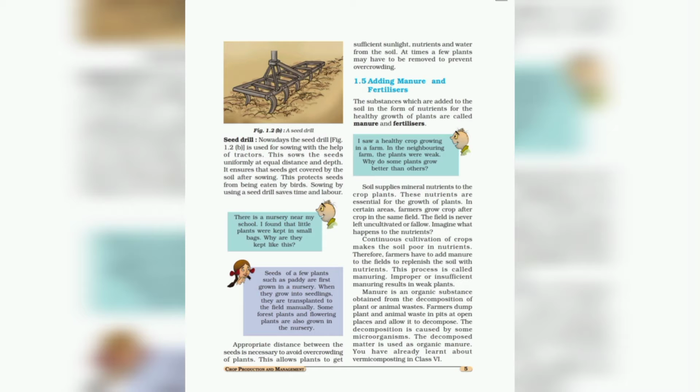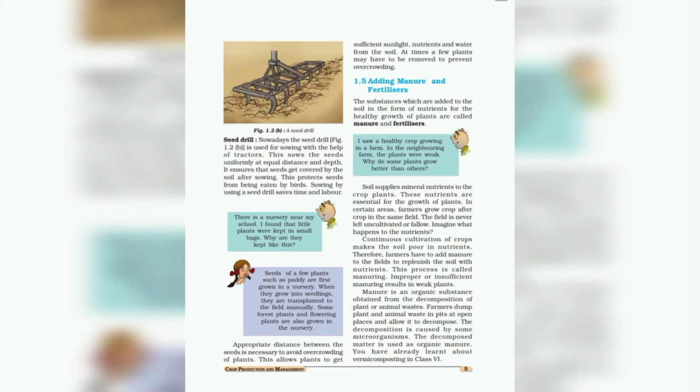Now we'll study the next agricultural practice, that is adding manure and fertilizer. The substances which are added to the soil in the form of nutrients for healthy growth of plants are called manure and fertilizer. Students, this comes under replenishment of nutrients in the soil, because soil supplies mineral nutrients to the crop, and these nutrients are essential for growth of plants.